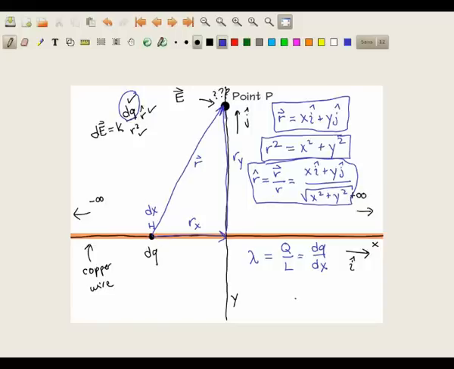Now we can relate geometry and charge. Now we can say that dq is equal to lambda dx. So we've got everything we need. We can start attacking this using calculus.